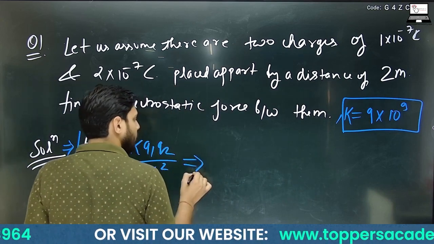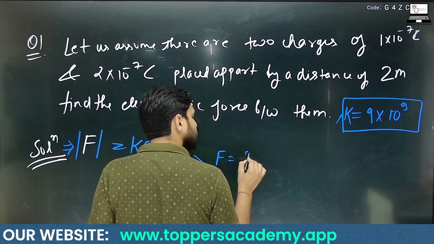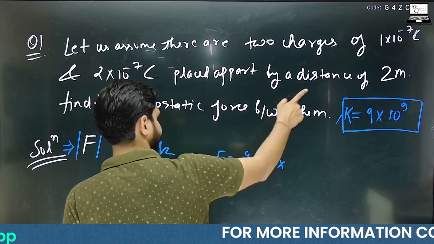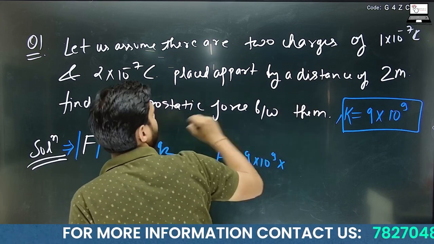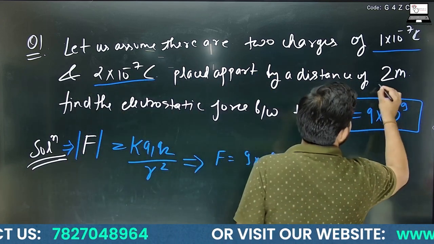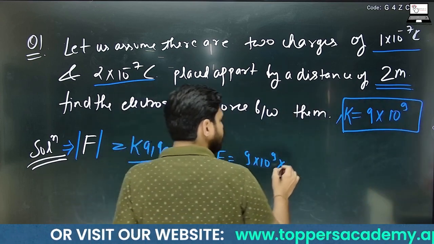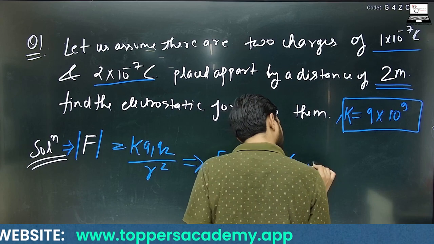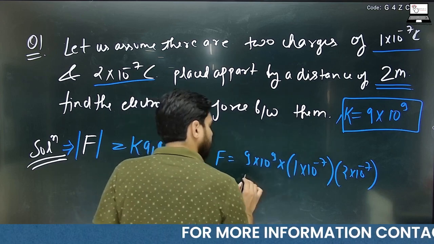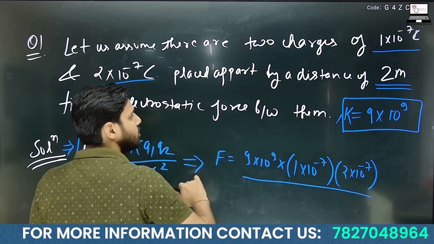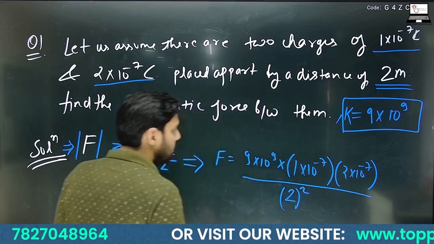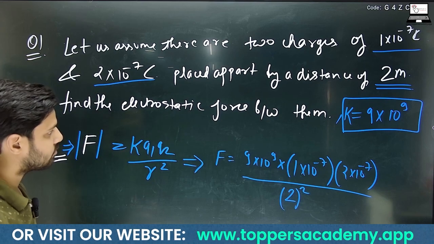Now by using this formula, we can simply get F is equals to 9 × 10⁹ multiplied by both charges Q1, Q2. These are Q1, this is Q2. What is the R? This is R. So this is the solution. Clear? And in the bottom, you can see 2 meter is the distance. So 2 square. Calculate it.